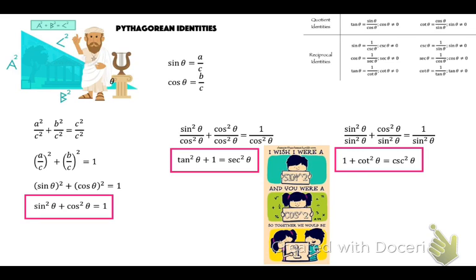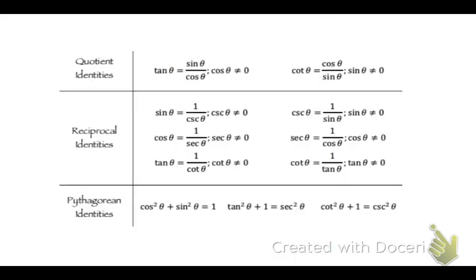Here's a little meme to help you. I wish I were sine squared and you were cosine squared, so together we could be 1. Isn't that so cute? I told my boyfriend that and he didn't even know what I was talking about. I'm just kidding.